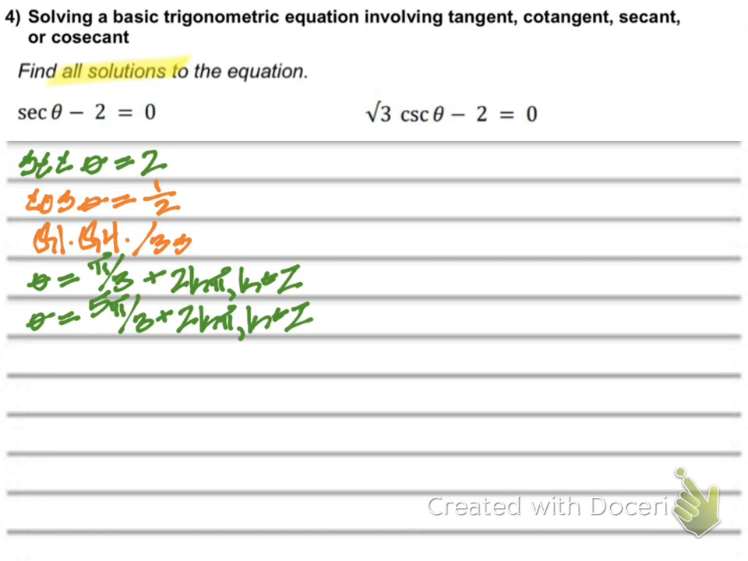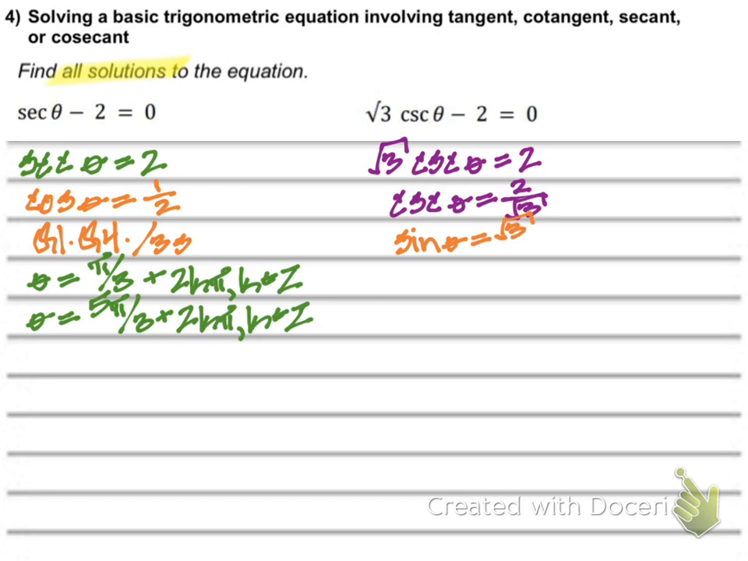All right, now we have a cosecant. So we're going to add 2 to both sides. I'll have root 3 cosecant theta equals 2. And then I'm dividing by root 3. So the cosecant of theta is 2 over root 3, which means the sine of theta is root 3 over 2.